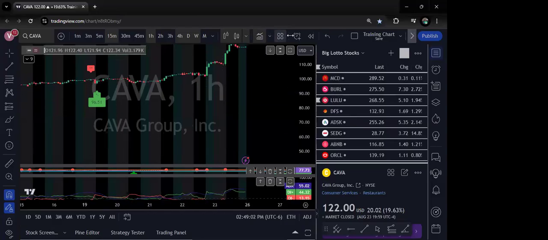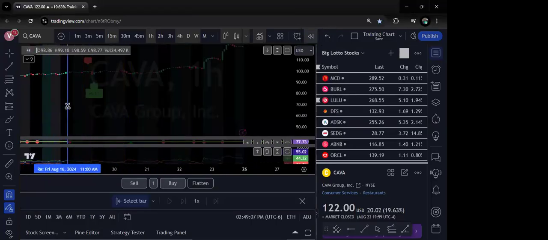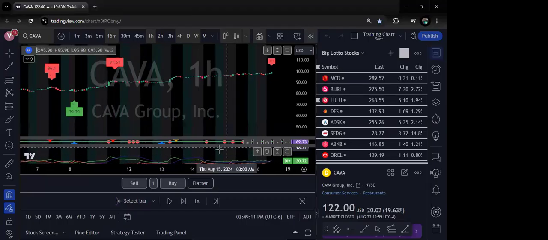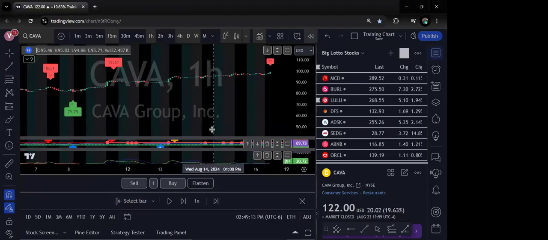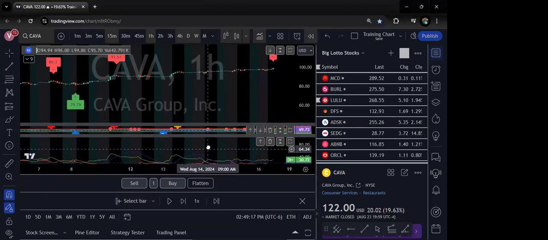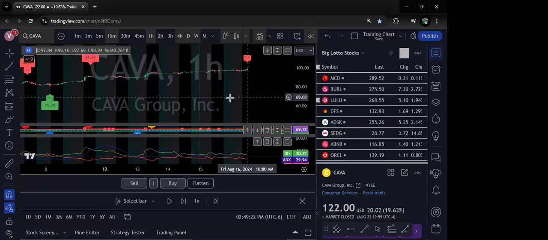I want to see when it went above it. Let's do a replay and see when it went. Let me make this bigger. Let me move this. So you want to see when the ADX went above 30.